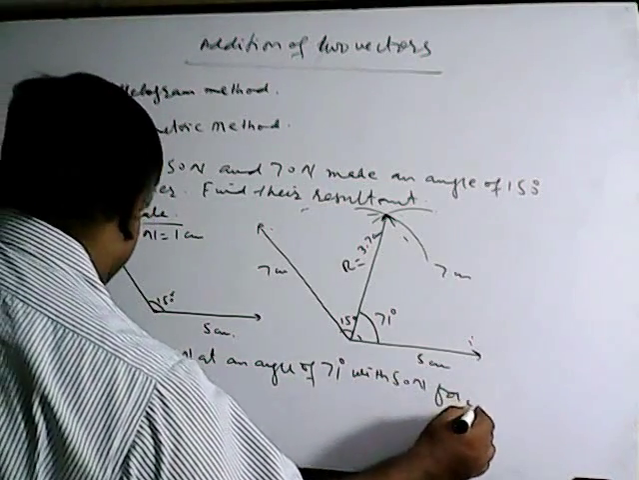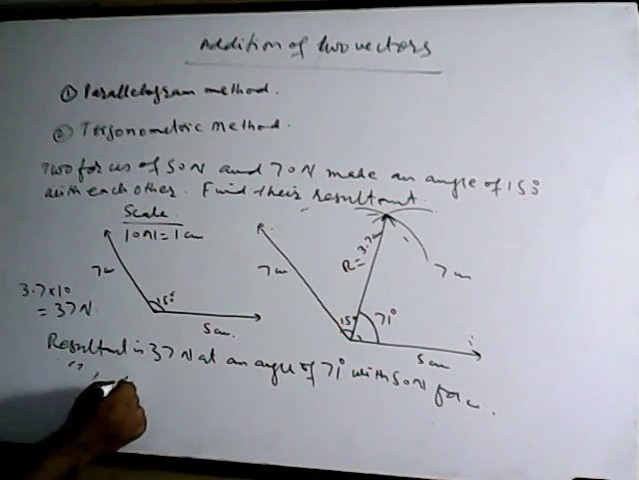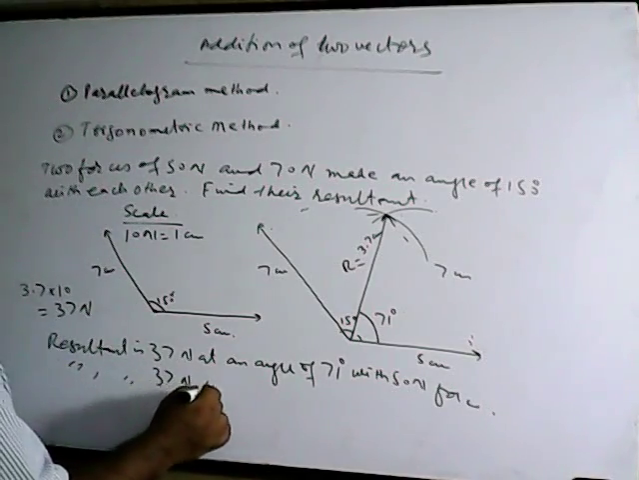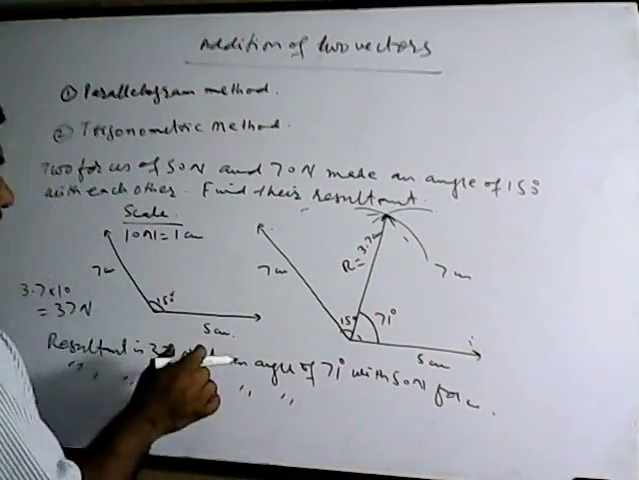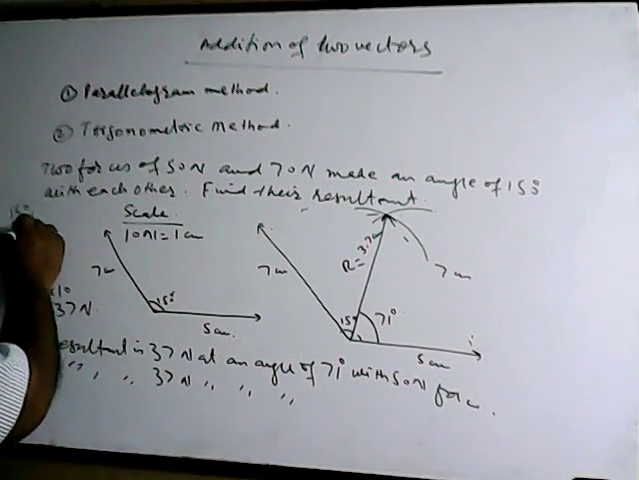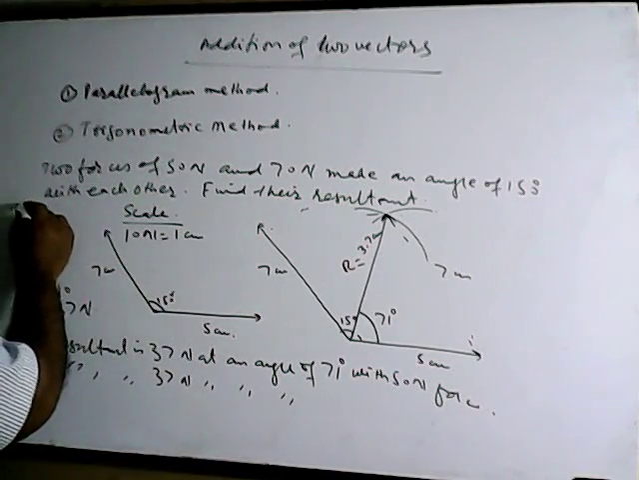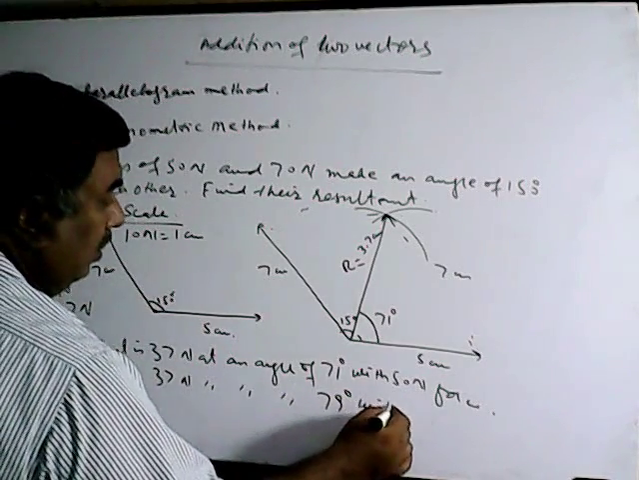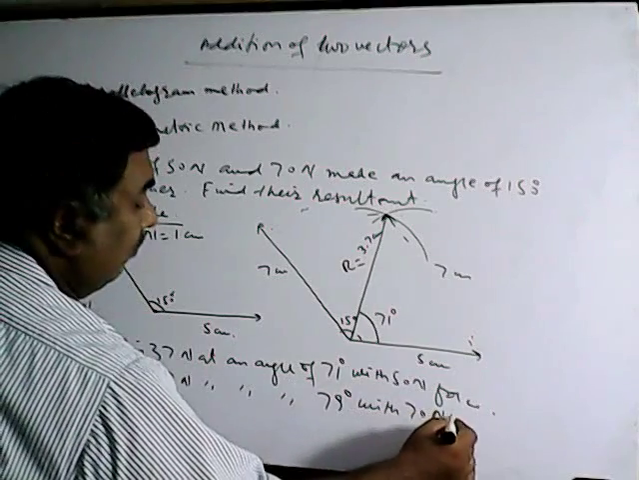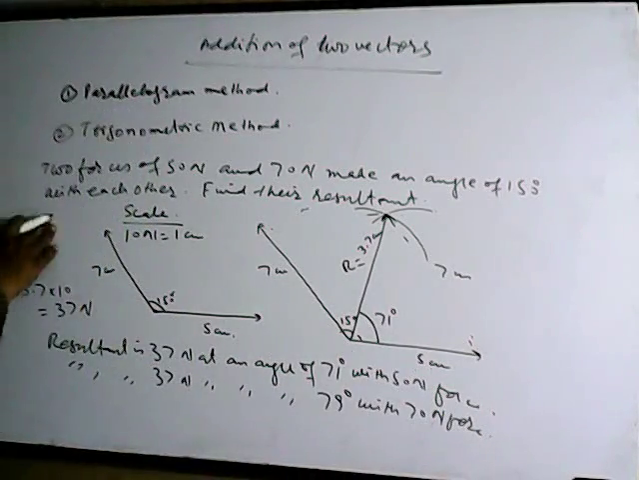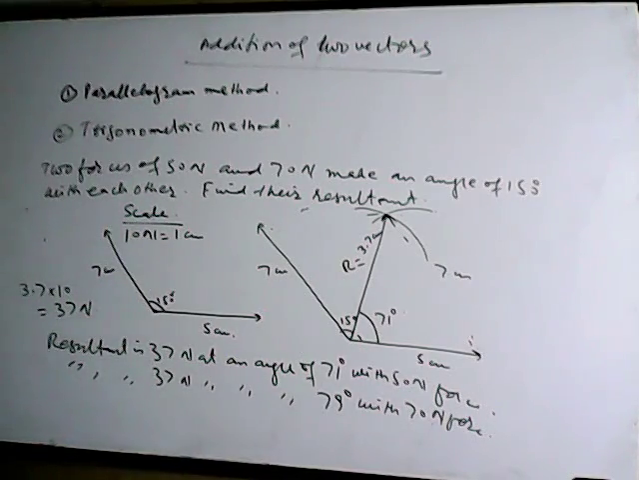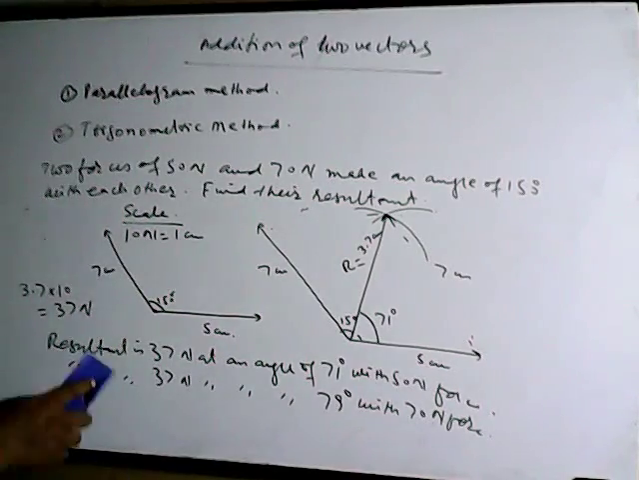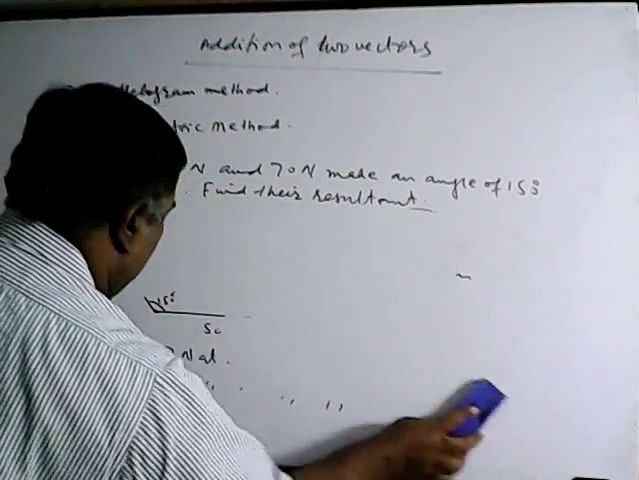Or I can say, in other words, resultant is 37 Newton at an angle of, this total is 150. So 150 minus 71, 79 degree with the 70 Newton force. I can write in that way also. So this is actually the method for the parallelogram. Now if I want to solve this by the trigonometric method, how can I solve this? Let us see.